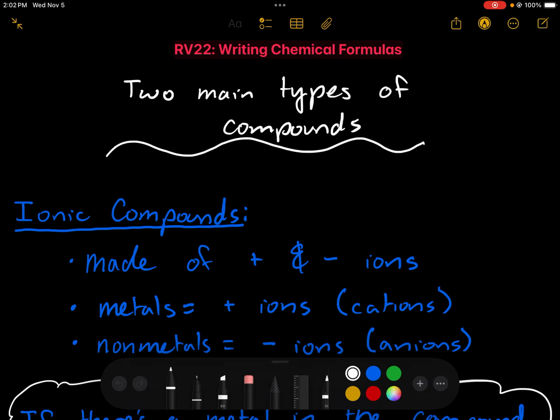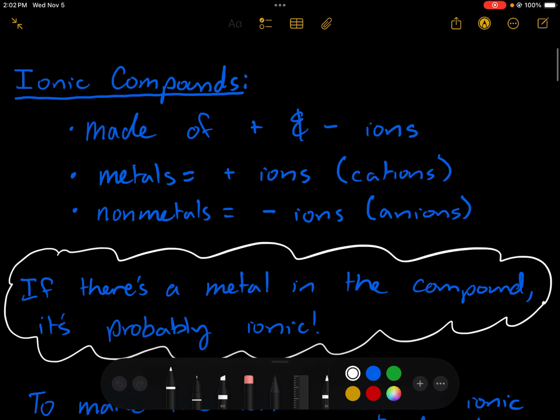Let's quickly review what the components of an ionic and of a covalent compound are. An ionic compound is made up of positive and negative ions, or specifically cations, which are positive, and anions, which are negative. Generally speaking, metals make cations. Metals tend to lose their electrons, which means they form positive ions, and nonmetals form anions because they tend to gain electrons, giving them a negative charge.